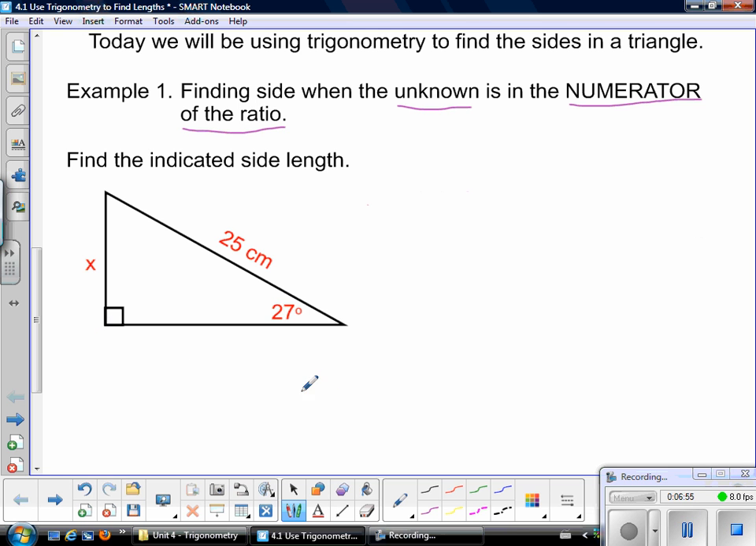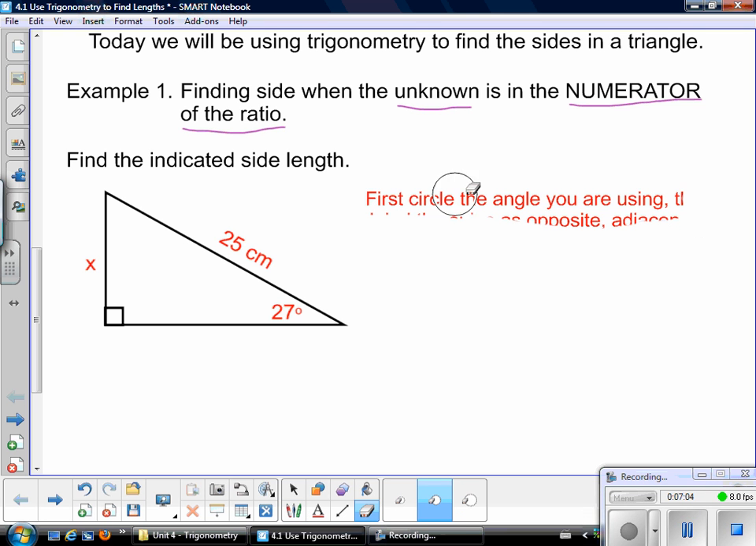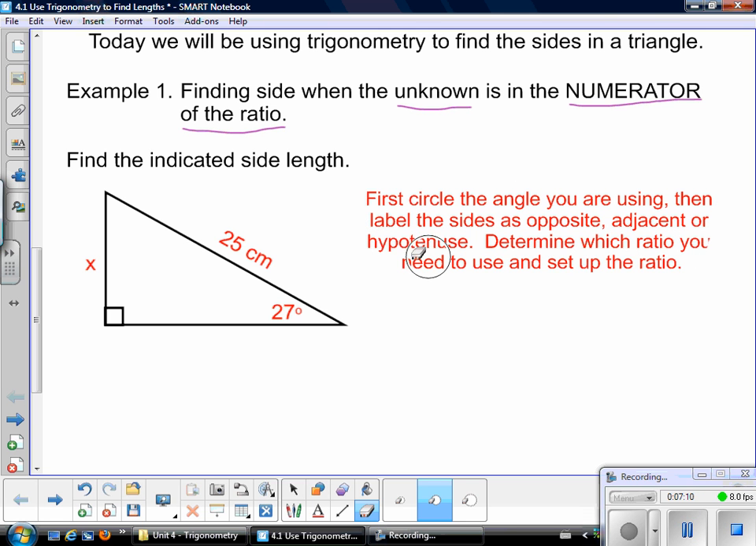Now, some people handle it a little bit differently. The first thing that we're going to do, and I have it written behind here, is first we're going to circle the angle you are using, then label the sides as opposite, adjacent, or hypotenuse. Determine which ratio you need to use and set up the ratio.